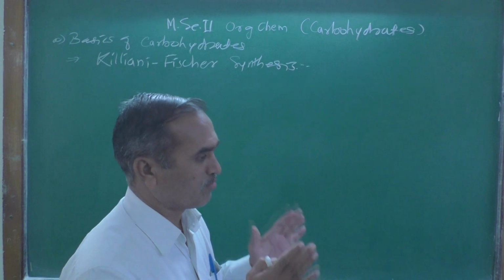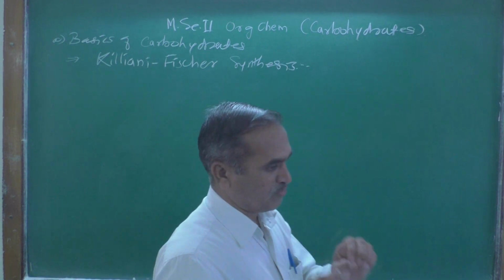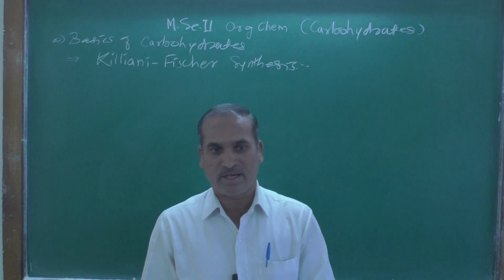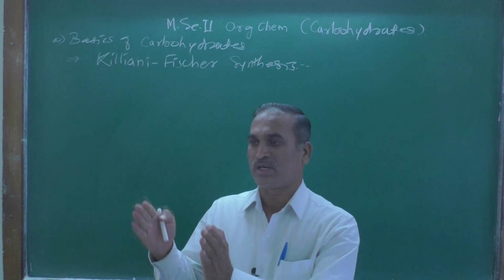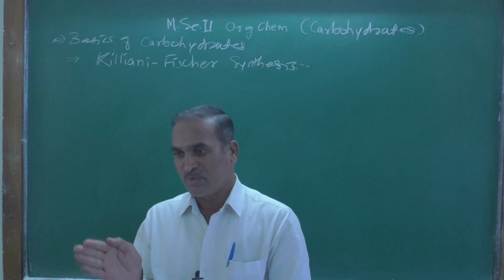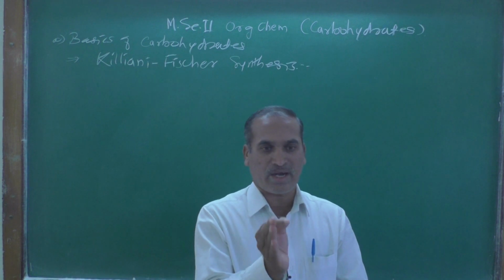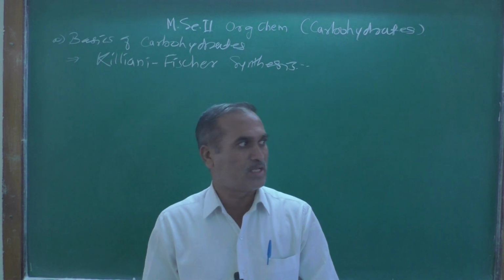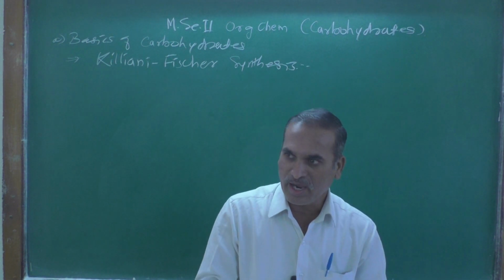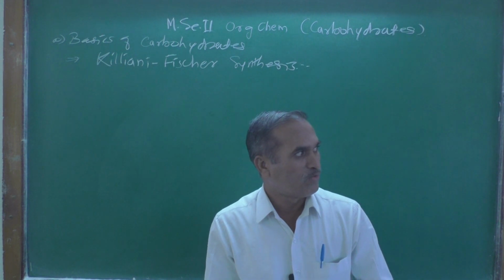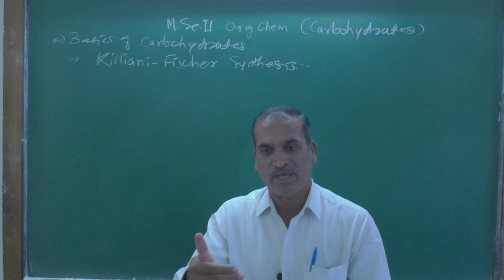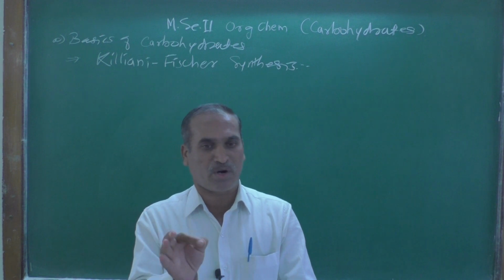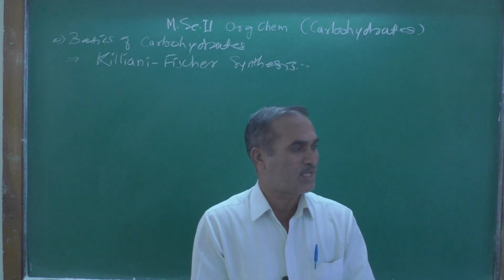Yesterday we started the Killiani-Fischer synthesis. The starting compound we took was glyceraldehyde, and that glyceraldehyde was further treated with hydrogen cyanide. When hydrogen cyanide reacts with the aldehyde group, it forms a derivative called a cyanohydrin derivative, and that cyanohydrin derivative is further hydrolyzed by using barium hydroxide, and the product obtained is an acid.